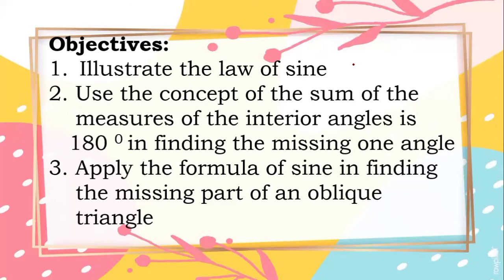The objectives. First, illustrate the law of sines. Second, use the concept that the sum of the measures of interior angles is 180 degrees in finding the missing angle. Last, apply the formula of sines in finding the missing part of an oblique triangle.